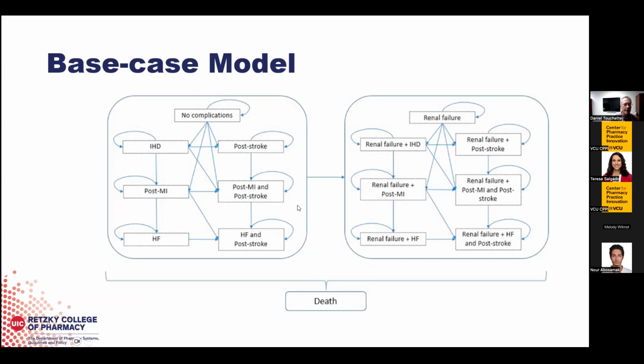And then anyone who developed renal failure, the model is sort of replicated for those with renal failure, but instead of no complications or IHD, renal failure is added to each of these different states. And then out of any of these states, patients could die at any time from any cause mortality, as well as cause-specific mortality. So, for those who had an MI, the mortality was higher than the general population, and that was modeled as such. So they had higher risk of mortality.